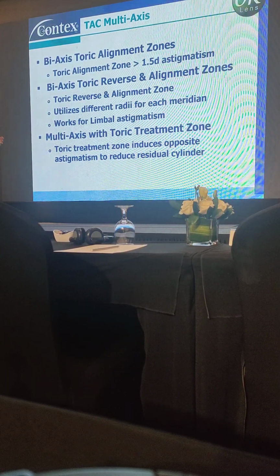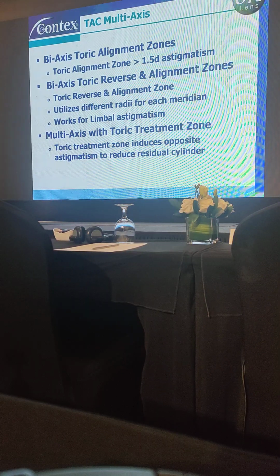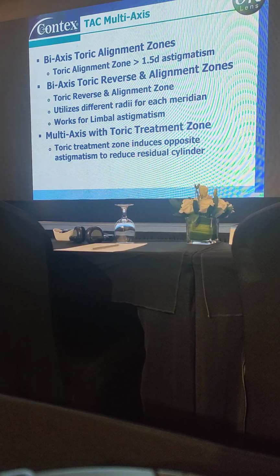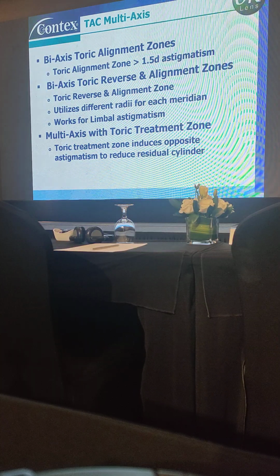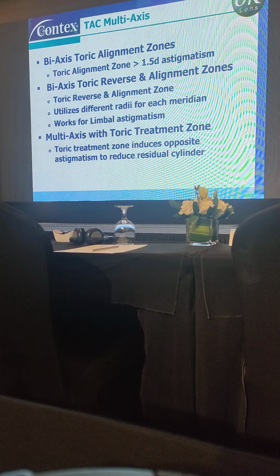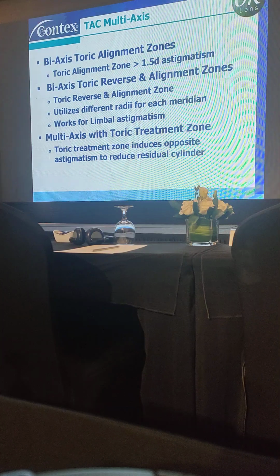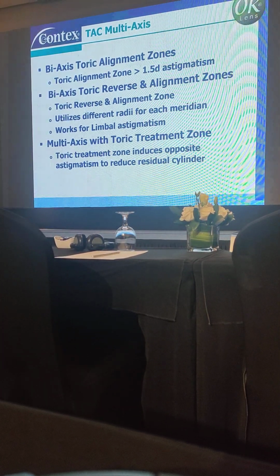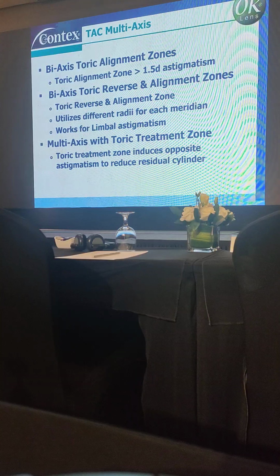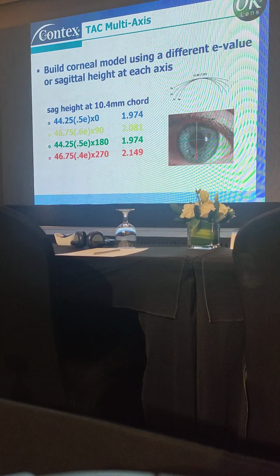So in that case, right, if you had K readings that were 43 over 46 diopters, and you had a cornea that was -3, -5 cylinder, you would have to make the center of the optic zone 2 diopters flatter on the vertical meridian. And that's a little tricky to picture unless you do this all day like I do, right? So the multi-axis, we can reduce residual astigmatism.